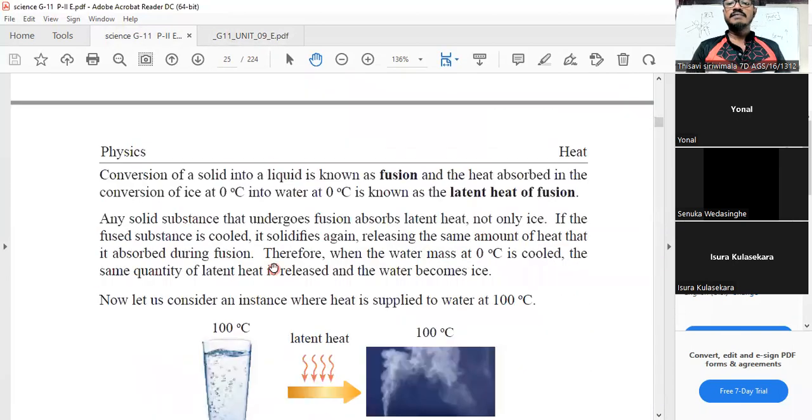Conversion of a solid into a liquid is known as fusion, and the heat absorbed in the conversion of ice at 0 degrees Celsius into water at 0 degrees Celsius is known as the latent heat of fusion. Write these two sentences.